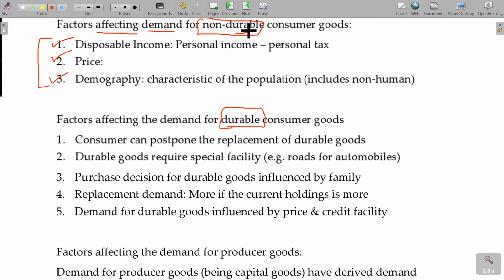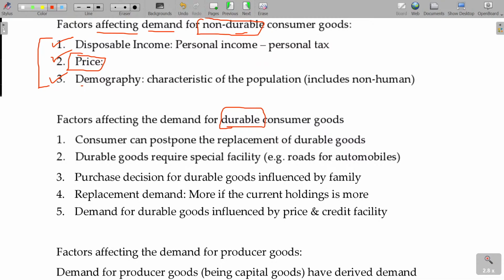Now, non-durable consumer goods, you use only once. Watching movies and going for a picnic are again non-durable goods. Sir, how will it be a good? You enjoy the trip once, right? So that can be equated with a good. If there is an offer for non-durable goods, you will purchase more, else you don't purchase.